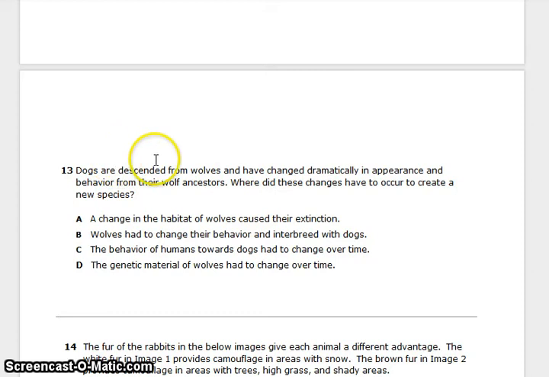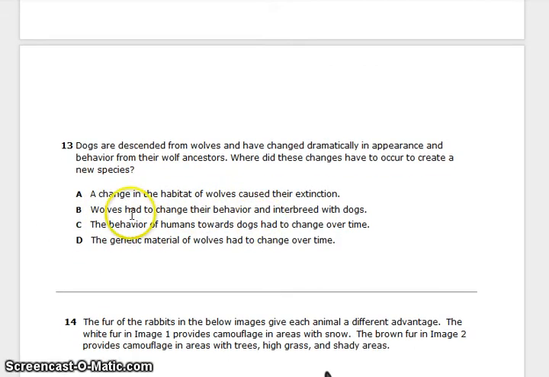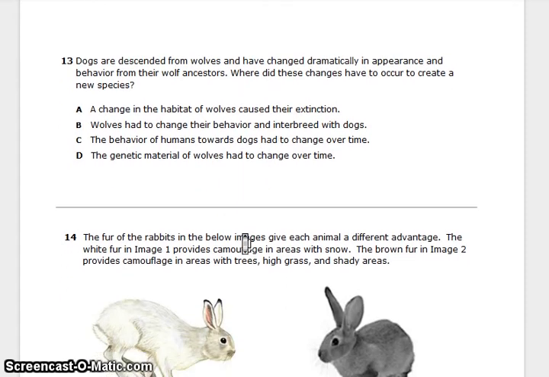13. Dogs are descended from wolves and have changed dramatically in appearance and behavior from their wolf ancestors. What did these changes have to occur to create a new species? A. A change in the habitat of wolves caused their extinction. B. Wolves had to change their behavior and interbreed with dogs. C. The behavior of humans towards dogs had to change over time. D. The genetic material of wolves had to change over time.